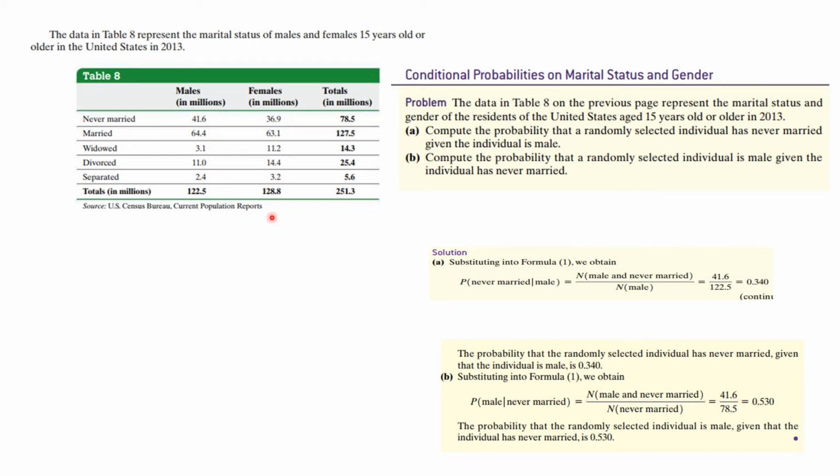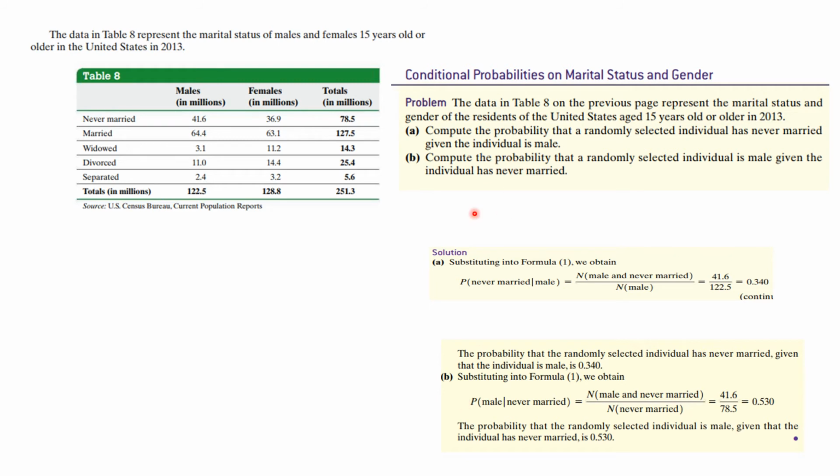So we're using the same table. We're to compute the probability that a randomly selected individual has never married given that they're male. And we're also to compute the probability that a randomly selected individual is male given that they never married. Well, here, the probability that they never married, given that they're male, we're going to assume that they're male, and that means that we have 122.5 in the denominator. And then they never married and male was 41.6. That's the ratio, and we get this as our answer.